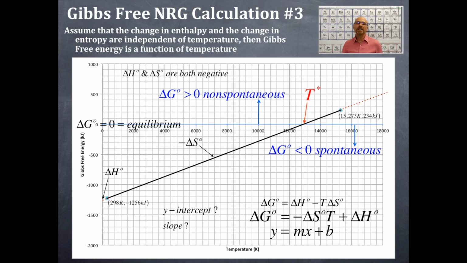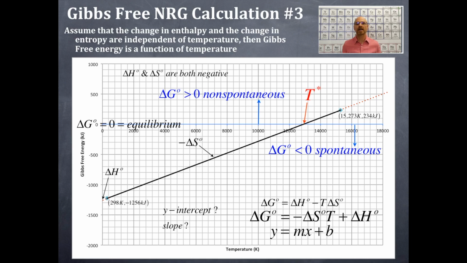So what is T star? That is the temperature at which the reaction switches from spontaneous to non-spontaneous in this particular case, or non-spontaneous to spontaneous, it doesn't really matter. That temperature gives you the switch. When does the switch occur? The switch occurs at delta G equals 0, which is at equilibrium. Equilibrium is defined at 0 for delta G. So that's when that switch of the temperature occurs.